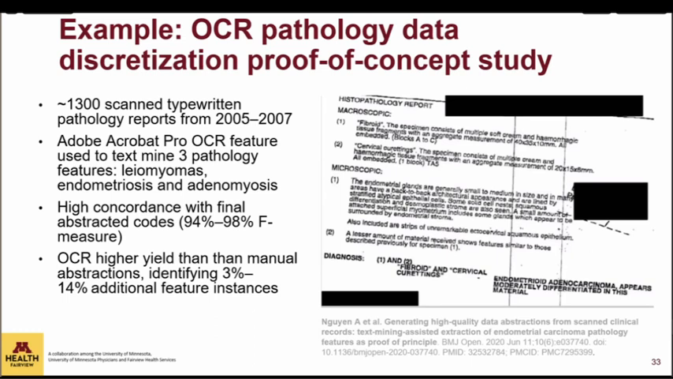And so in this paper, the authors had historical reports, and they just used Adobe Acrobat, their OCR feature, and they text mined for three uterine associated path features, and they had a high concordance with the extracted codes, and the OCR performed better than manual abstractors. Now you can understand, this isn't even employing NLP, it's really just character recognition. And those pathology features that they chose, leiomyoma, endometriosis, are pretty specific character strings, and you can see how this could become more complicated using more ambiguous phrases or character strings.